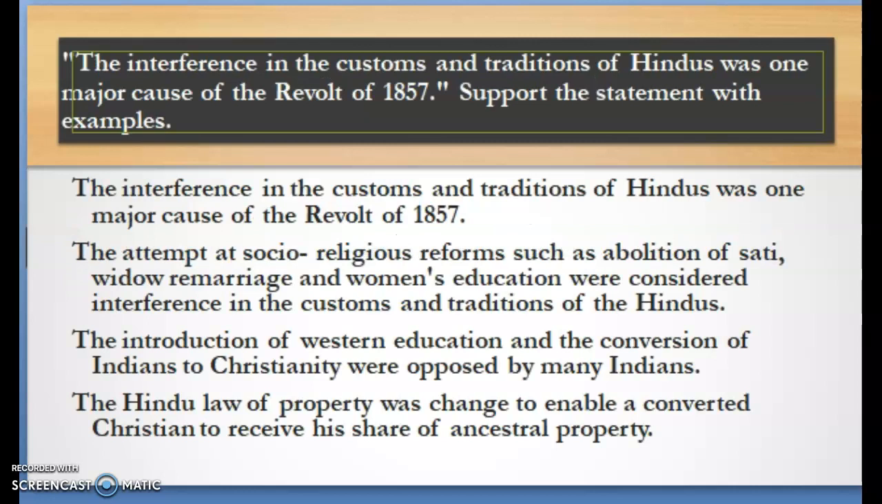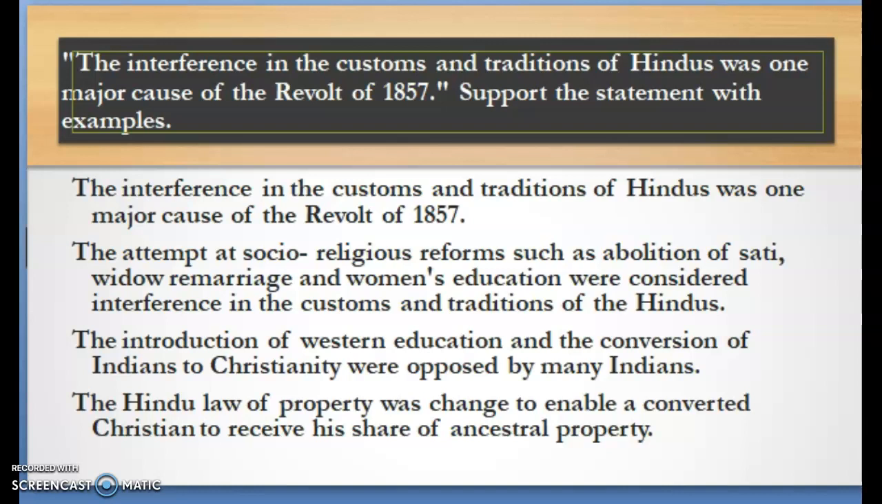The second question is: the interference in the custom and tradition of Hindus was one major cause of the revolt of 1857. Support the statement with an example. Now, when you look at the book, you will find that the same sentence is given in the book. The sentence has been taken out, and in the question you are being asked to support the statement with an example. So there was interference in the custom and tradition of Hindus by the Britishers, and it created fear and anger in a large section of the society in India.